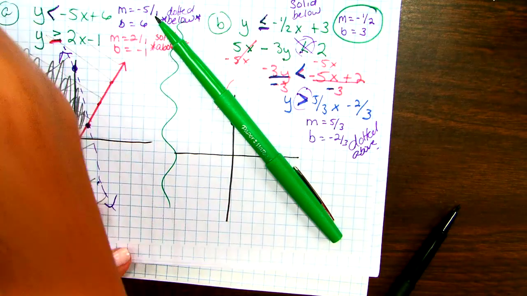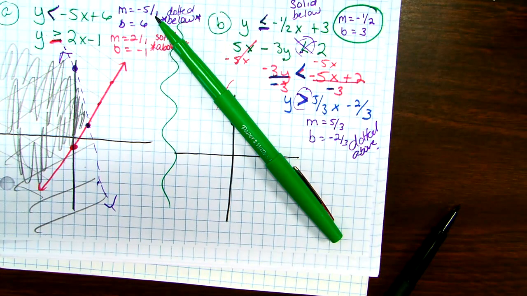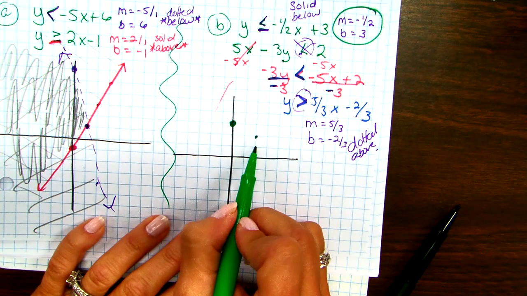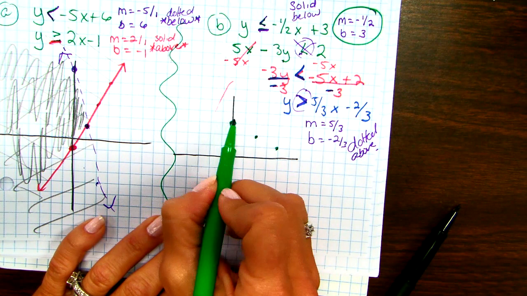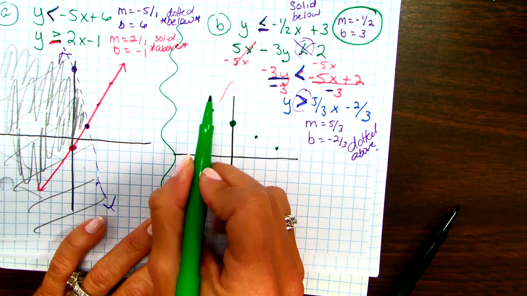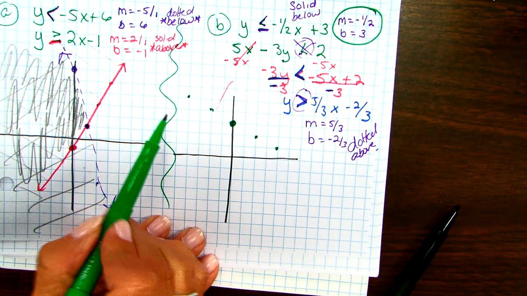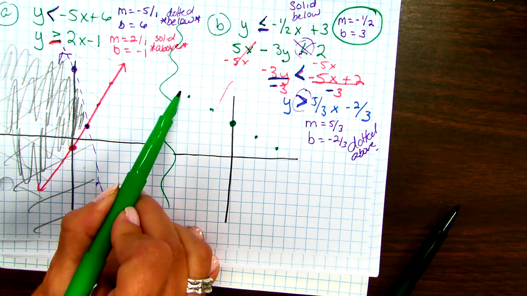Negative slope falls from left to right. So we either want to go up 1, left 2, or down 1, right 2. I'll do a little bit of both. Just double check. Your points should be lining up so that they're falling left to right. So up 1, left 2, down 1, right 2. This is going to be solid.